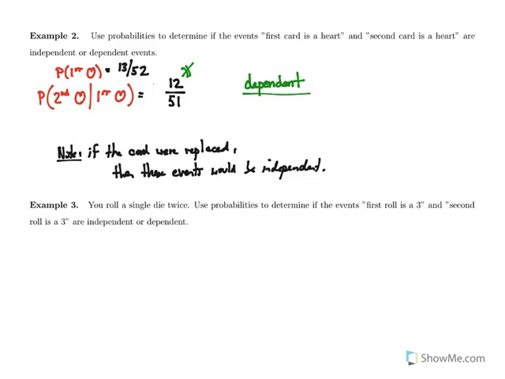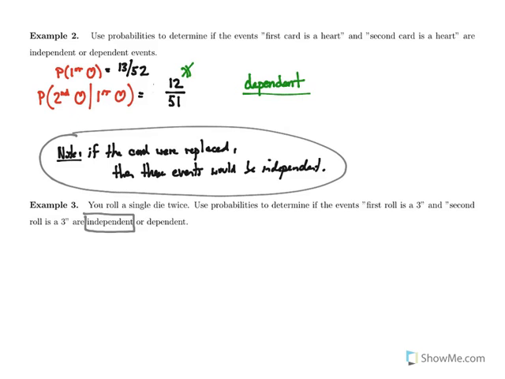All right, so with that idea, let's talk about this next example. We're rolling a single die twice, a six-sided die. Use probabilities in the definition of independence and dependence to see if the events that the first roll is a 3 and the second roll is a 3 are independent or dependent. We're going to find that these are independent, for the same reason as our note here: if you replace the cards in the deck, then those would be independent. Here, you're kind of replacing the chance of getting a 3 when you roll the die again. It's an equal chance. But let's use the probability.